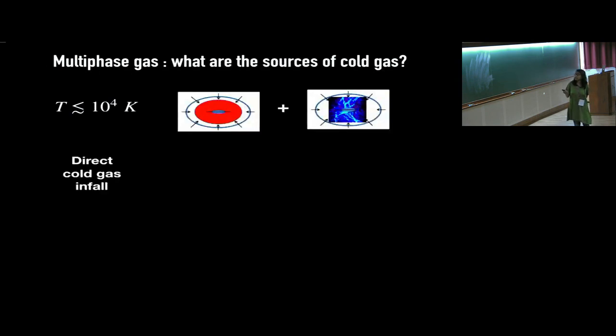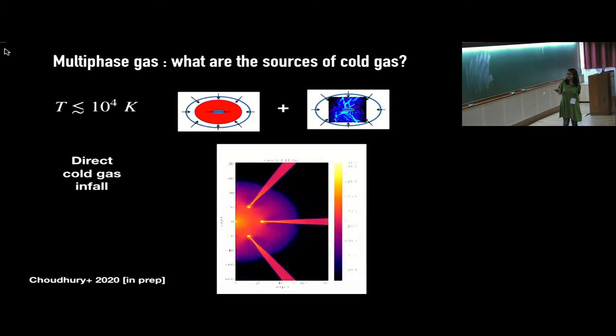So one scenario is that the gas that is falling into this potential well gets shock heated, but there is also some gas which is very dense and it doesn't go through that shock heating and it directly falls into the central galaxy. So this can keep fueling the central galaxy. This is one of my simulations.